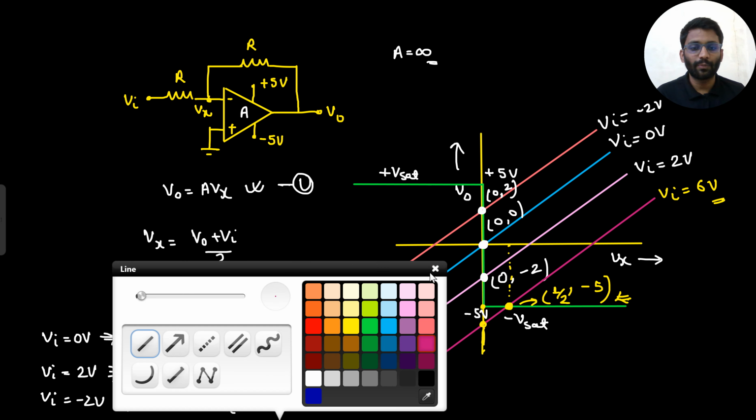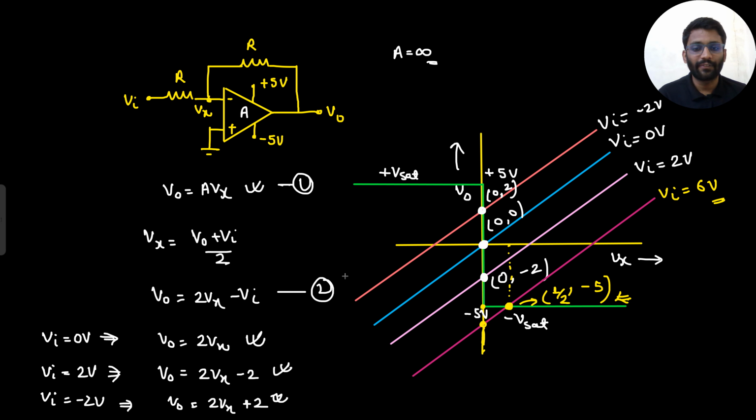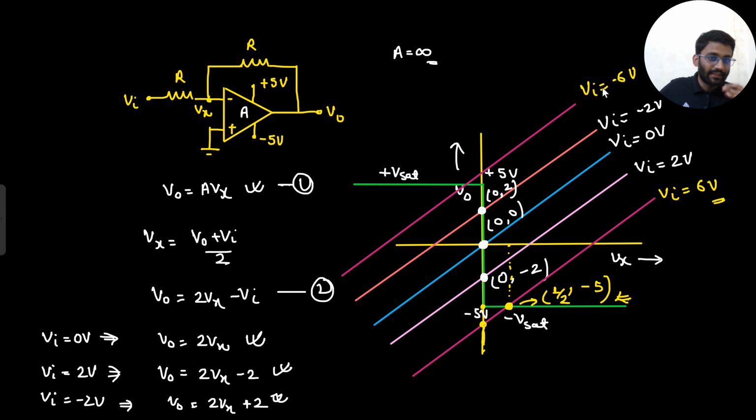So when Vin will be equals to minus 6 volt, what will happen? The graph will cut somewhere here. The graph will cut somewhat like this when Vin equals to minus 6 volt. Are you able to grasp this point or not? This is a different explanation of virtual short. This is virtual short only, but the correct and different explanation.